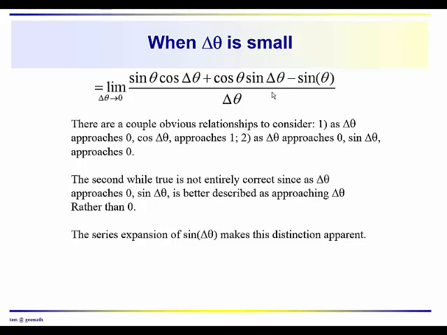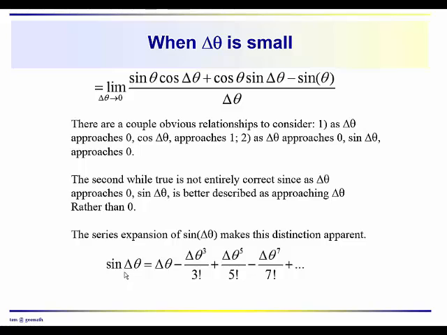But this second relationship, while true, doesn't really help us out too much because we'd end up with 0 over 0. We don't quite know what that means. So we're going to take a series expansion of sine of delta theta to see what that looks like when delta theta becomes really small.